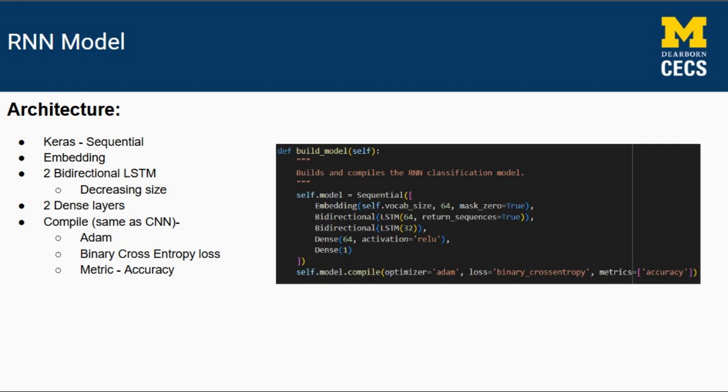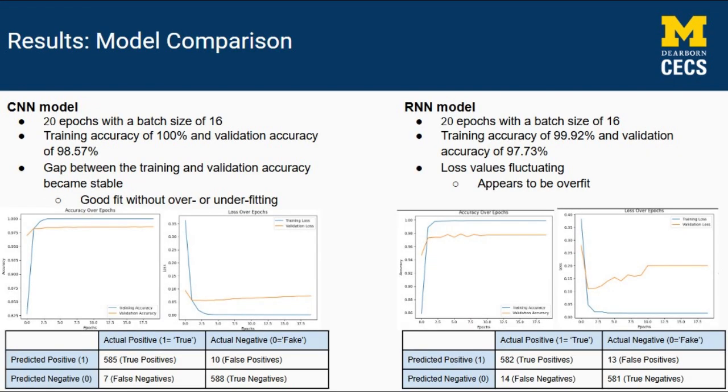Then we had two dense layers. The first dense layer has 64 fully connected neurons that calculated the output based on the ReLU activation function. Then we went to one final dense layer with one neuron output. Finally, we compiled the model with the Adam optimizer and the binary cross entropy loss. This was used due to the binary output. Then we used accuracy as the metric for the model.